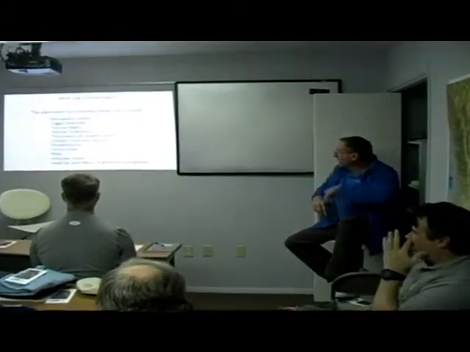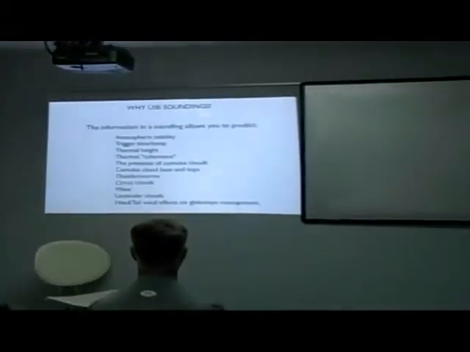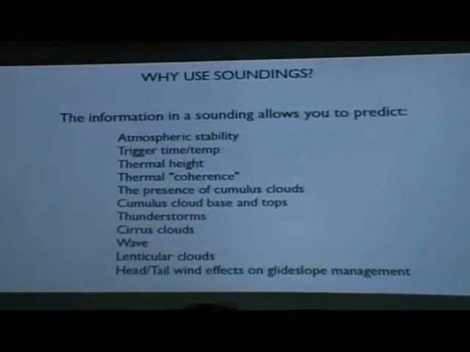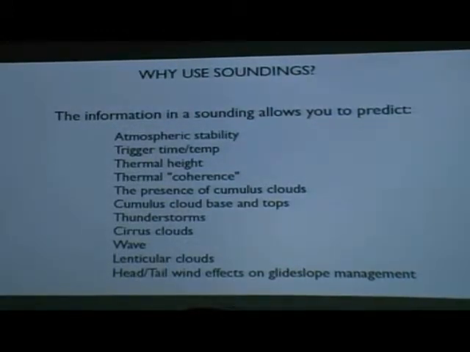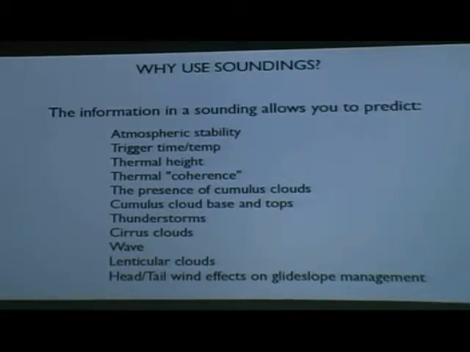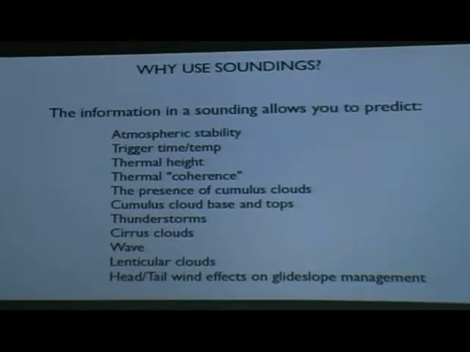it's the presence of cumulus cloud base and tops, if there's going to be thunderstorms, or cirrus clouds, which can work against the creation of thermals. Or if there's going to be wave, there's going to be lenticular clouds. And of course, knowing what your headwinds and tailwinds are going to be and how they affect your glide slope management and planning. You can get all that from that one little diagram.